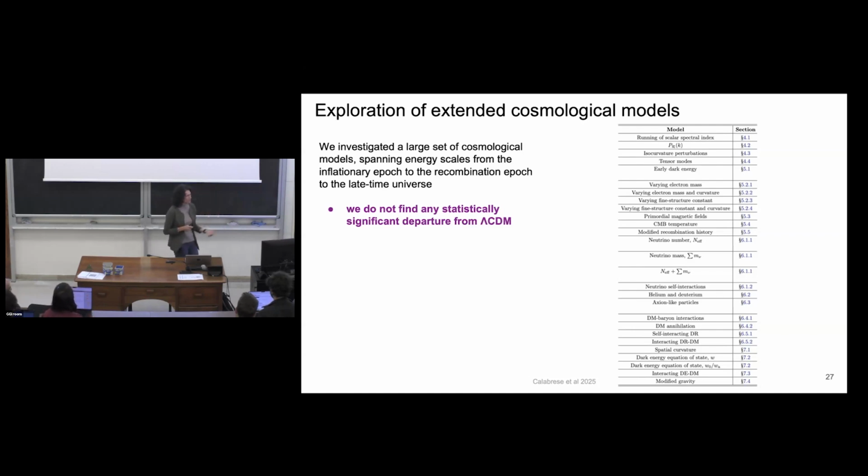We ran all these models through the observation in the exact same way we did for lambda CDM, and we find no statistically significant departure from lambda CDM. For some cases, you find a 2 sigma deviation, but that is not strong enough. There is not a statistical preference to be able to say that those models were actually better than lambda CDM, especially when you account for all the extra parameters that those models bring in.